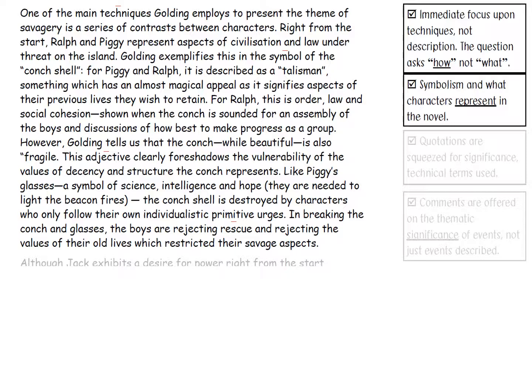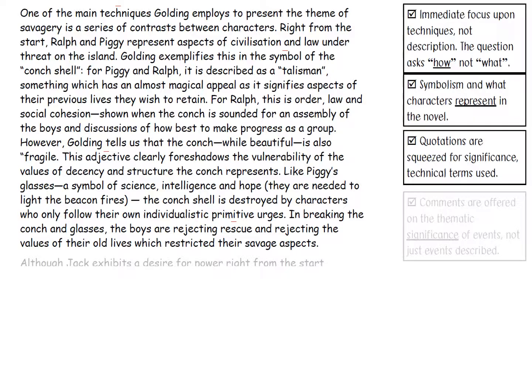For Ralph, this is order, law and social cohesion, shown when the conch is sounded for an assembly of the boys and discussions of how best to make progress as a group. However, Golding tells us that the conch, while beautiful, is also fragile. This adjective clearly foreshadows the vulnerability of the values of decency and structure the conch represents.